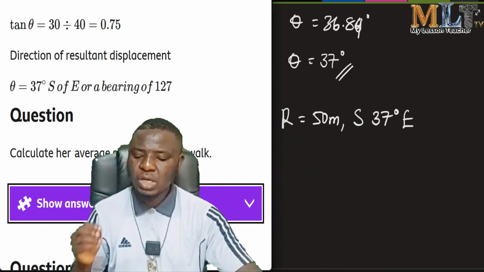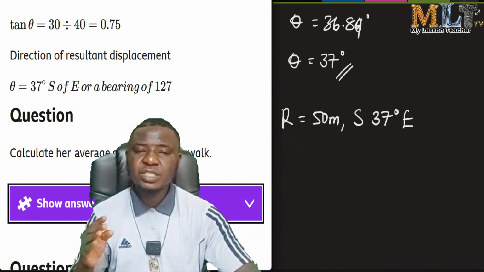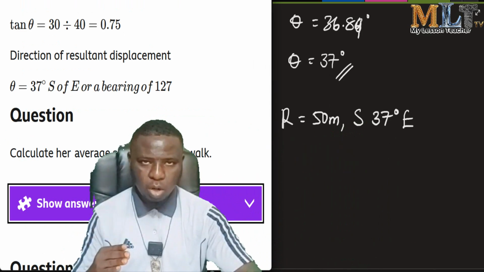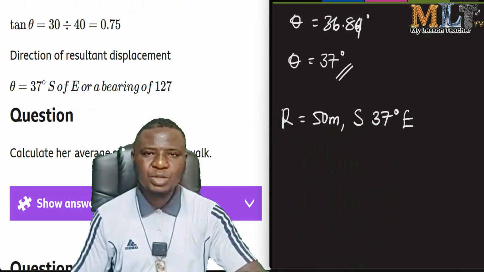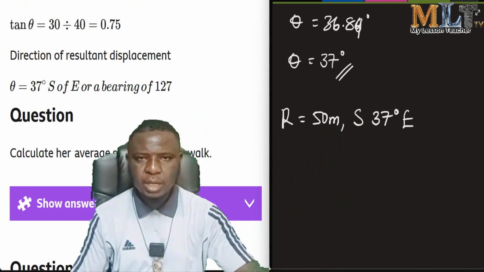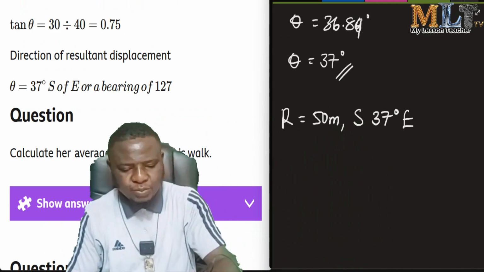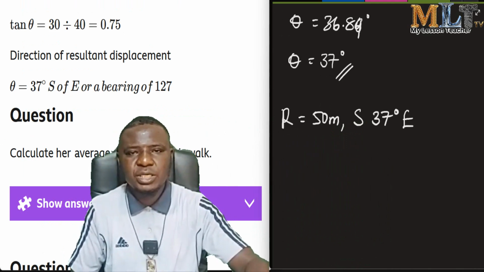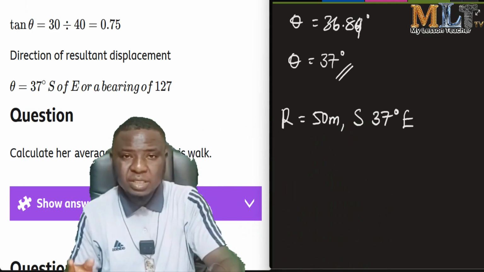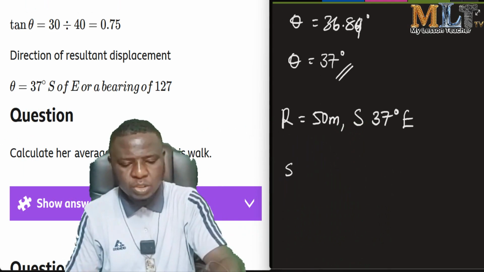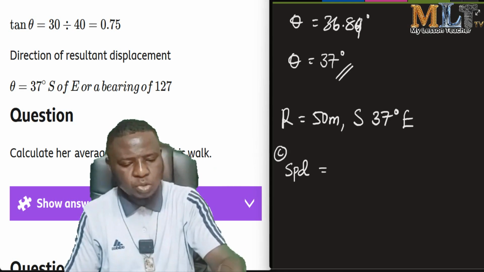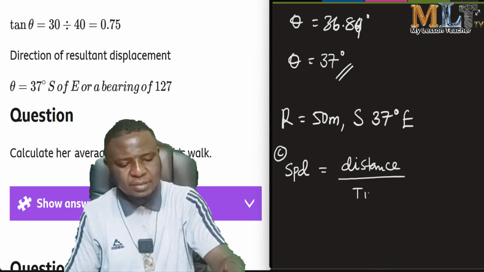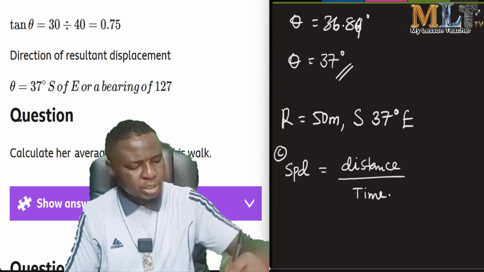The next question says we should calculate her average speed for this walk. This is the displacement, and we are asked to find the speed. Speed has a relationship with distance and time. Speed is equal to distance covered divided by time taken for that journey.